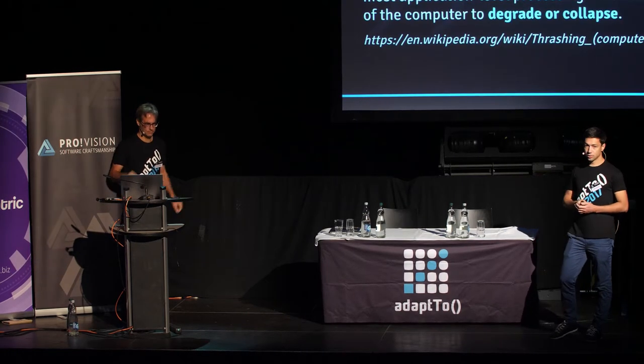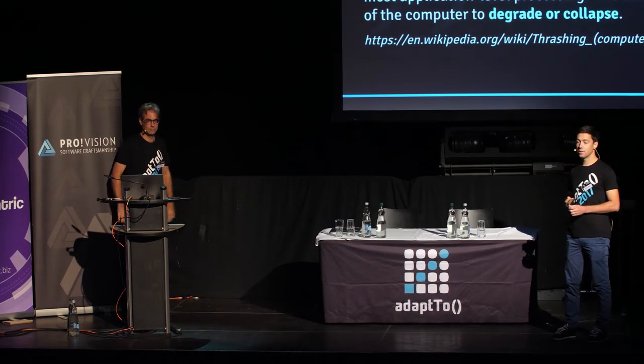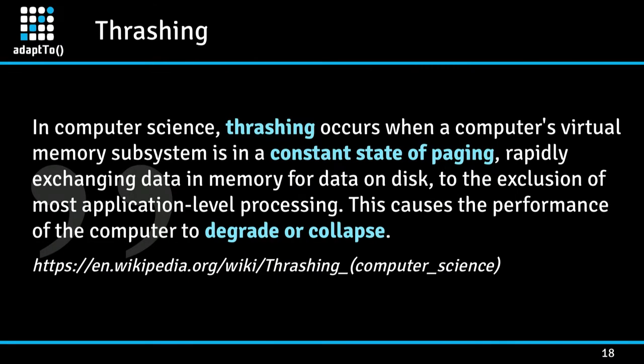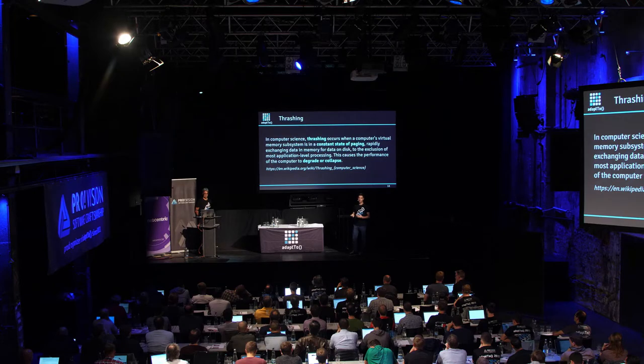So to clarify a little bit what I'm going to talk about, this is the Wikipedia definition of thrashing, but just to mention, it's related to this constant state of paging of a system, which has to swap out data from the physical memory on disk to free up some memory for the applications. This comes, of course, with a performance penalty due to the speed of the disk.